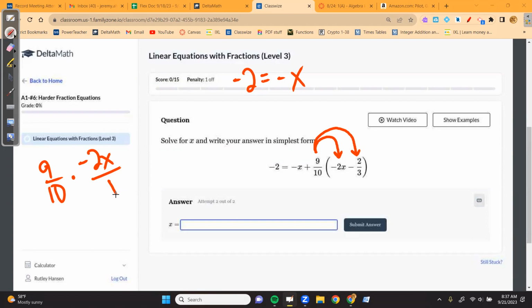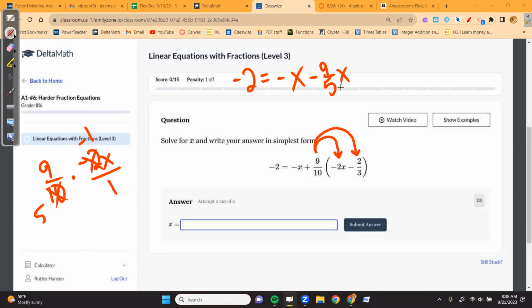Yeah, that's right. Good. So I don't know, did you reduce the 2 and the 10 first, or did you reduce it later? Good for you. Good man. That's what I do too. So like this is -1x and then this is a 5. Smart thinking. So this is now -9/5 of x.